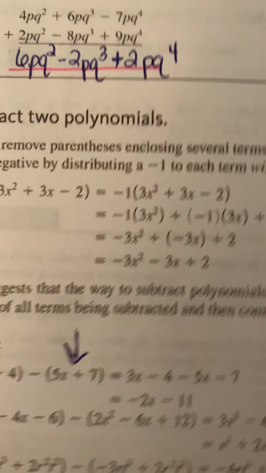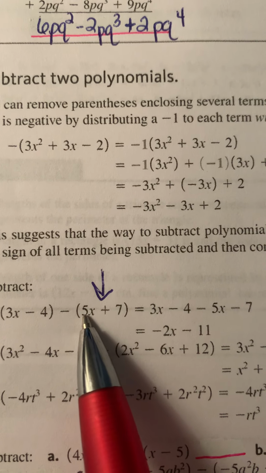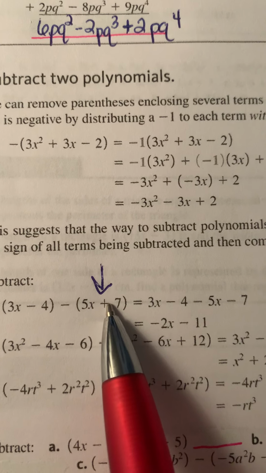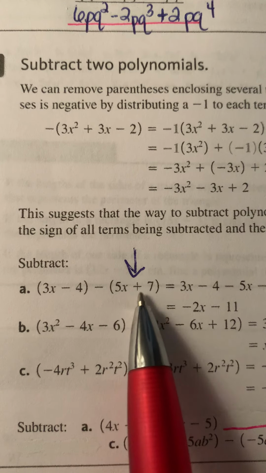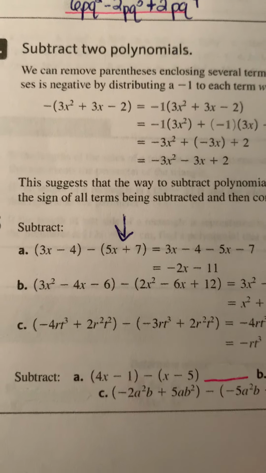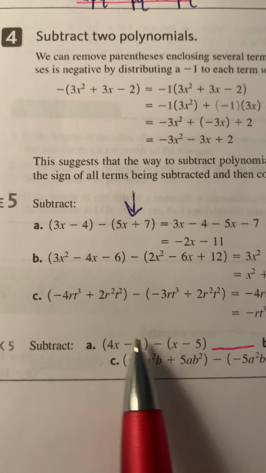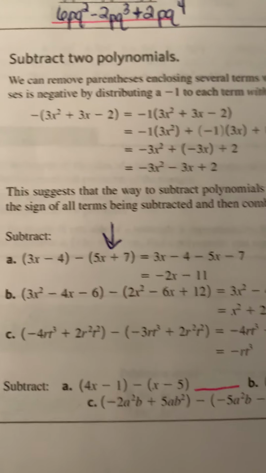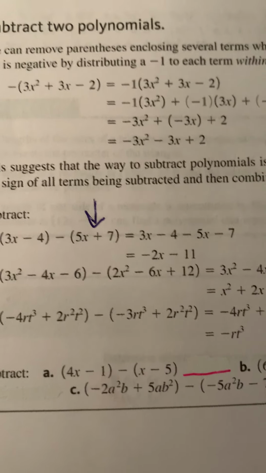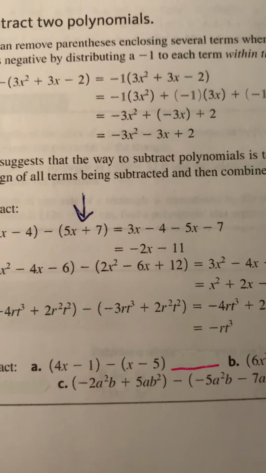Meaning if this is positive, change it to negative. Positive, change it to negative. Then stack them. Only when you're subtracting do you change the sign of the second set. So let's get down to business. Let me write the problem down so that you will be able to understand exactly what I want you to understand.